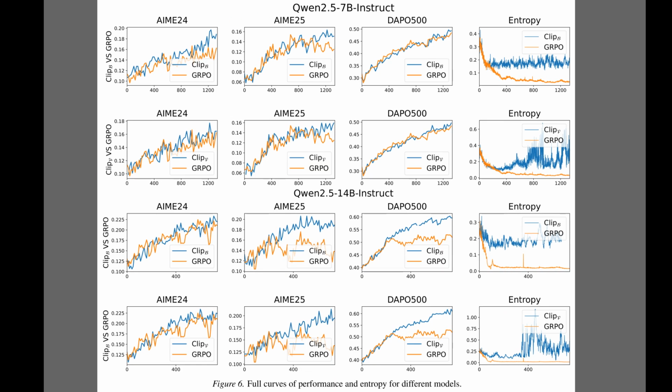Well, Figure 6 details the full training dynamics for the Qwen 2.5 models. The top rows cover the 7B version, and the bottom rows the 14B. In the far right column, the orange baseline curves crash to 0, illustrating entropy collapse, while the blue lines for clip B and clip V maintain healthy diversity. This stability pays off in the first 3 columns, where the proposed methods consistently achieve higher accuracy on benchmarks like AIME24 compared to the baseline.